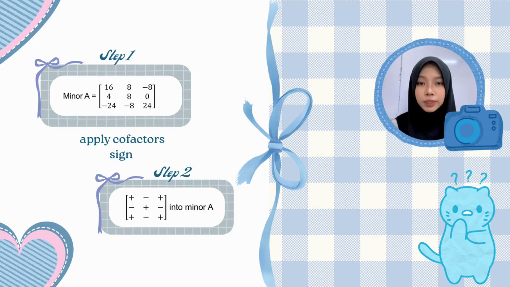We have our minor matrix, but it's not a cofactor matrix yet. Step 1, we need to apply the cofactor signs pattern. This is a standard grid where we alternate plus and minus signs, starting with a plus at the top left. Step 2, we overlay this grid onto our minor matrix. Only the numbers in the minus position will change their signs. If it's positive, it becomes negative. If it's negative, it becomes positive.